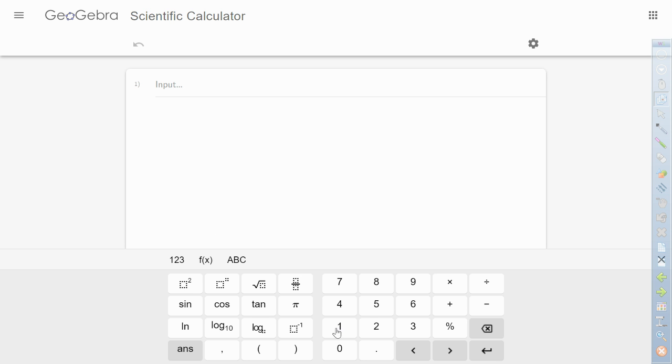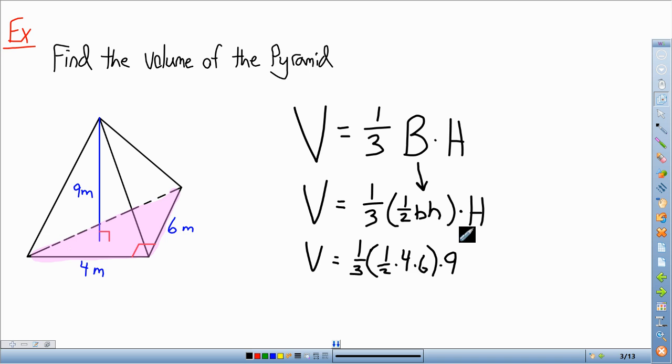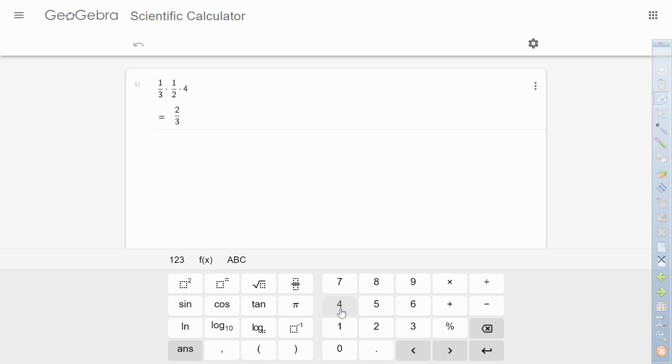So at our calculator, we have 1/3. Remember, after you write that, click the cursor to make sure it's right next to it. So times, and then 1/2. Again, click the cursor so it gets out of the denominator. Times, and again, I forgot my numbers, 4 times 6 times 9. So times 4 times 6 times 9. And it looks like we're ultimately getting 36.